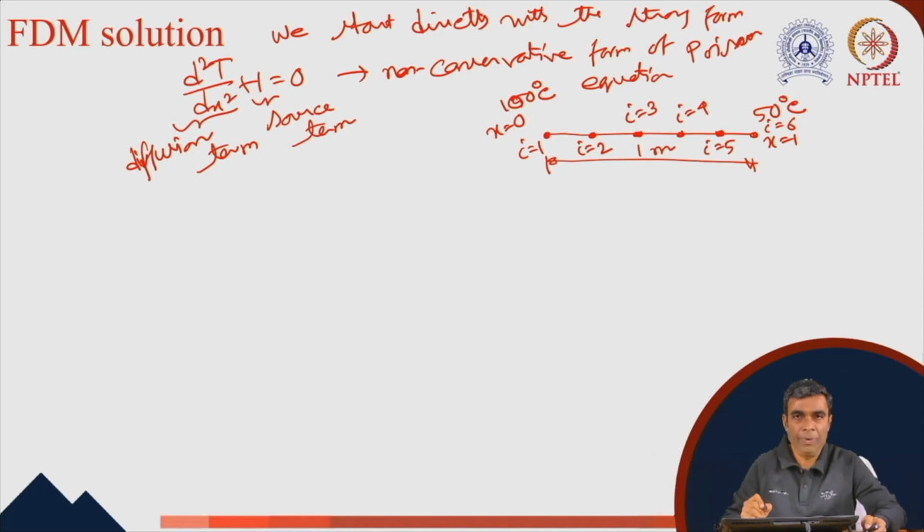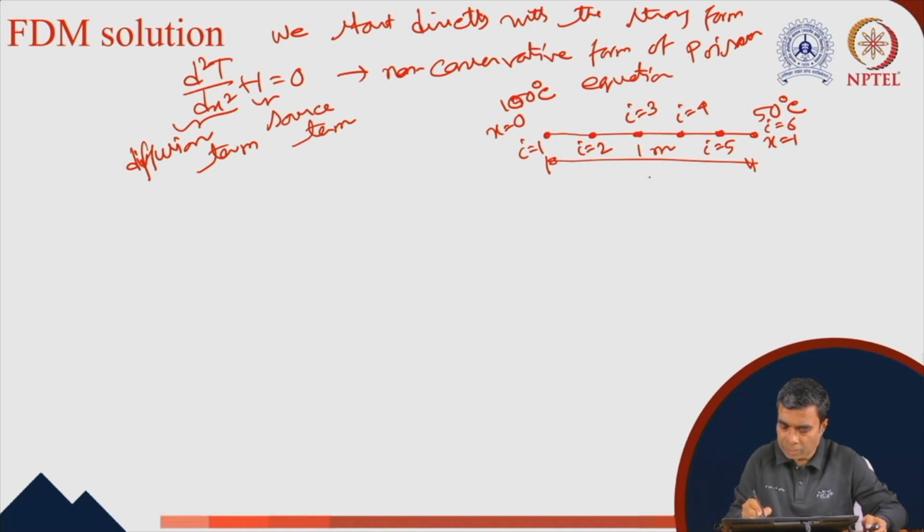Now, when we consider the diffusion term, we have already mentioned that the diffusion term does not have any directional bias. Because of that, we have to use the central difference scheme for discretizing the diffusion term, because the central difference scheme does not give any directional bias. It gives equal weightage in both the upstream and downstream direction.